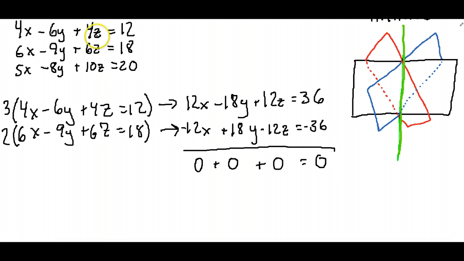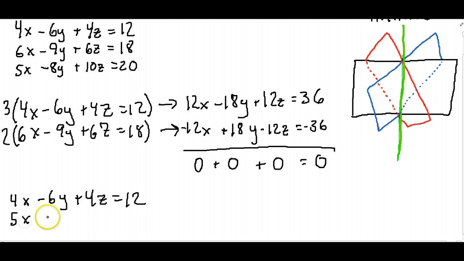So our first one is 4x minus 6y plus 4z equals 12. And then our third equation is 5x minus 8y plus 10z equals 20. I just line those up one under the other.